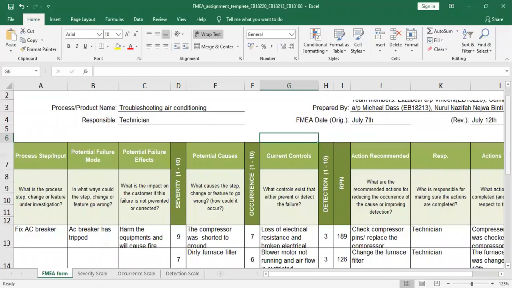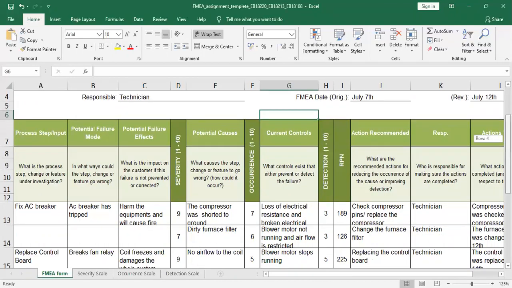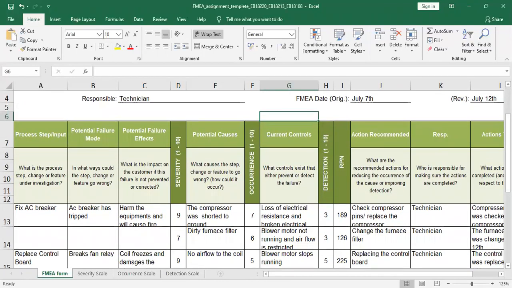Our first process step is fix AC breaker. The potential failure mode for this is the AC breaker has tripped. The potential failure effects are that it will harm the equipment and cause fire. For severity, we choose number 9 because it will harm and cause a major loss. For potential causes, the compressor was shorted to ground.